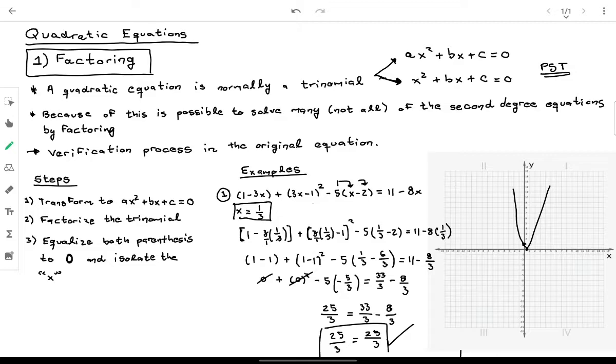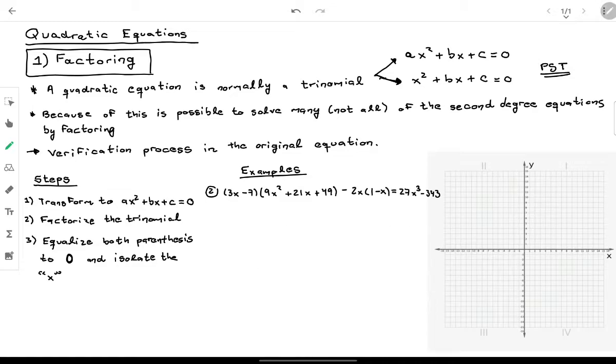So let's go to the second example. So let's see the second example. In this second example, we have something like this. Of course, the first thing we need to do is eliminate the parentheses, and so on the first parenthesis, if you remember about the special products, it will be very easy.